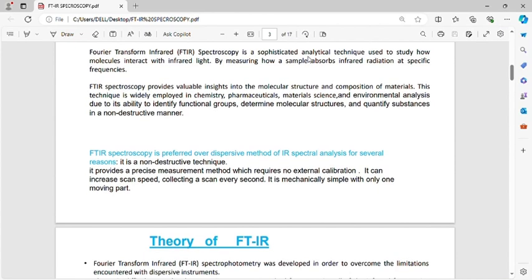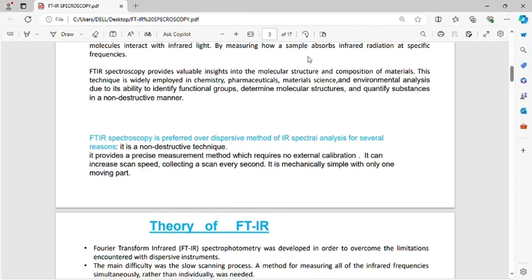FTIR spectroscopy is preferred over the dispersive method of IR spectral analysis for several reasons. It is a non-destructive technique. It provides a precise measurement method which requires no external calibration. It can increase scan speed, collecting a scan every second. It is mechanically simple with only one moving part.